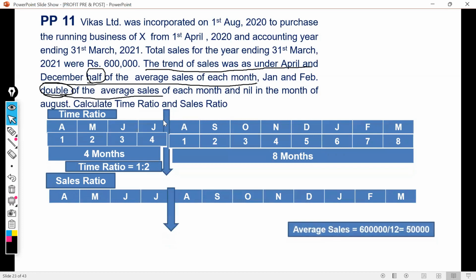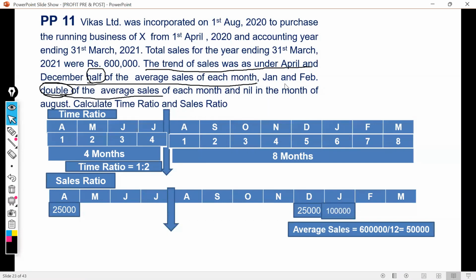We calculate time ratio in a very easy manner, everyone will calculate, and after that sales ratio. First of all we calculate average sales, total sales 6 lakh divided by 12, 50,000 per month. That is half of the average in April and December. In the months of April and December, half of the average means 50,000 is average sales, then half of the average is 25,000.